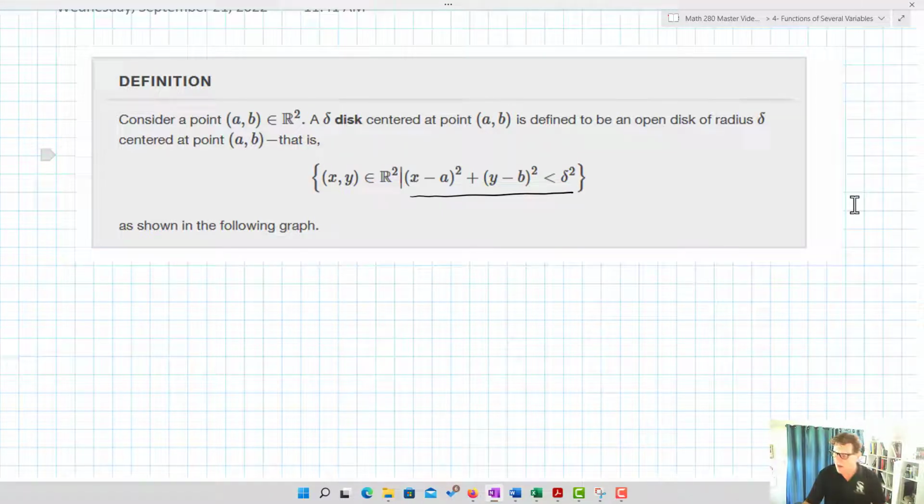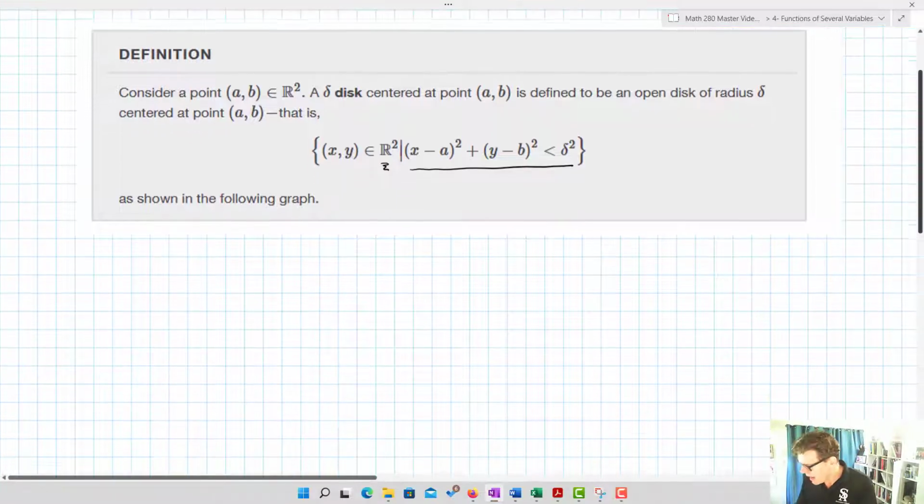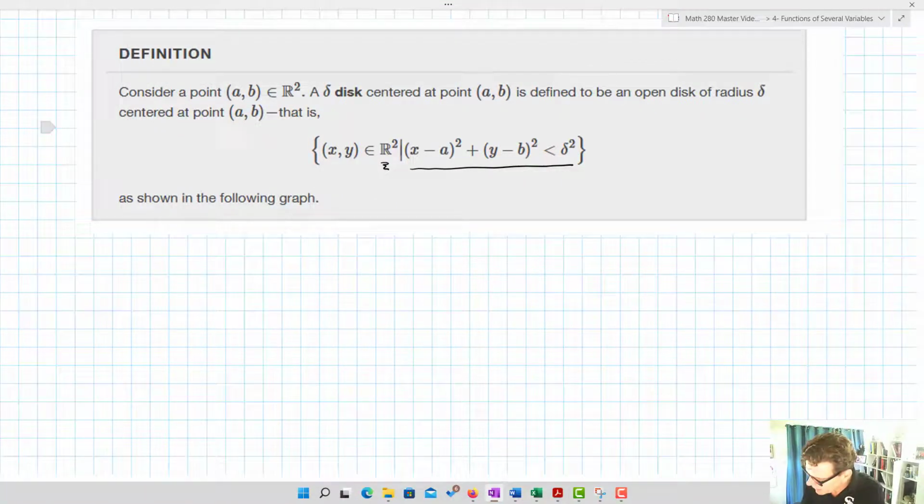We've got (x, y) belonging to R², that is, R² is a set of tuples, right? And these are all the values (x, y) that give me this particular circle, right? I've got a center at (a, b), I've got a radius of delta, and there we go. Now, by the way, you'll notice something else here, and I'm going to do this really quickly.